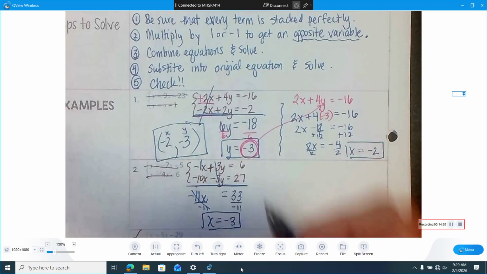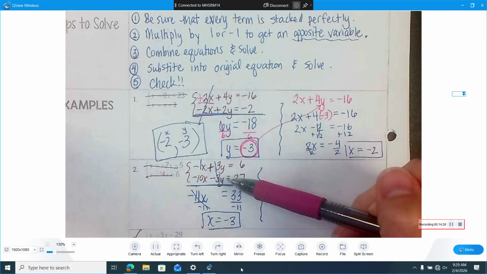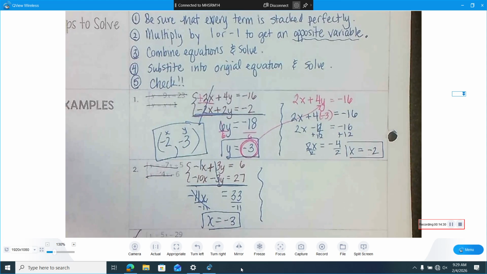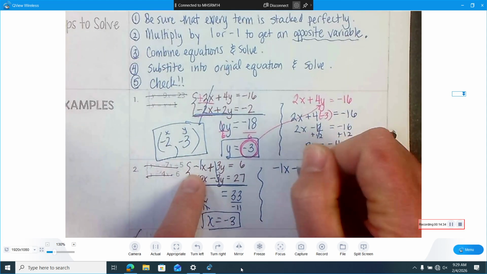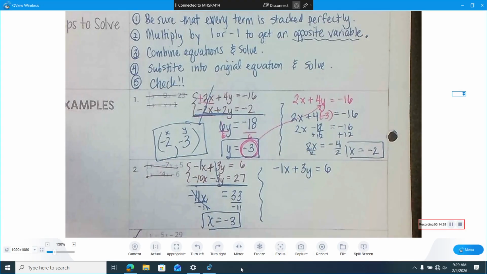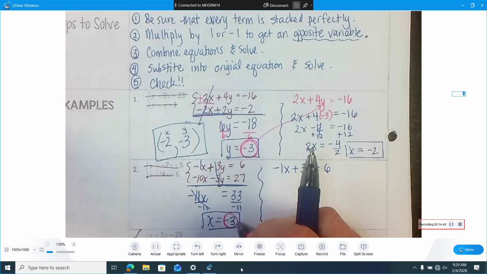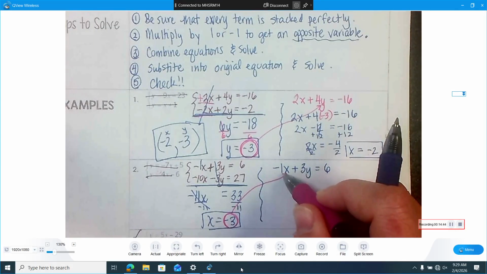All right, are we done? No. What are we going to do? Figure out the y. We've got to plug it back in. Do you want to plug it into the top or the bottom equation? Top. All right, I like the top. So we have negative 1x plus 3y equals 6. And what am I going to do? Where does this negative 3 go? In the x position. It's going in place of the x.